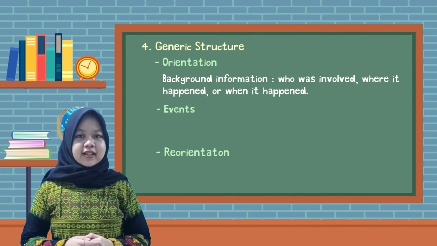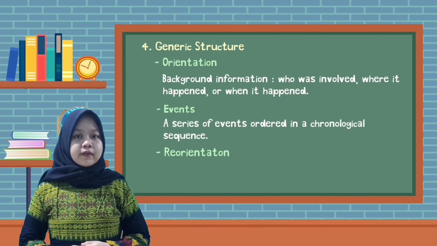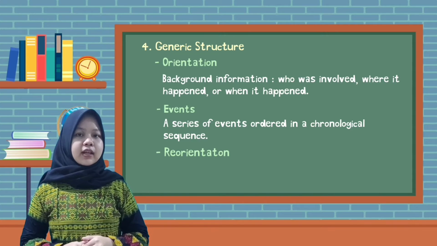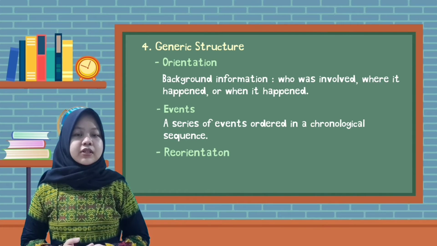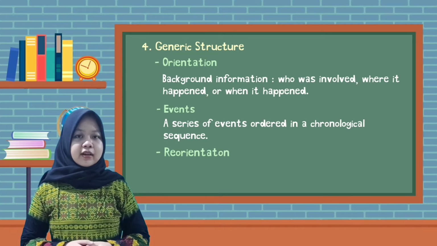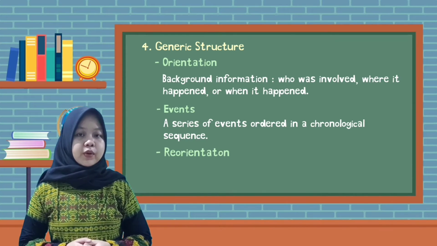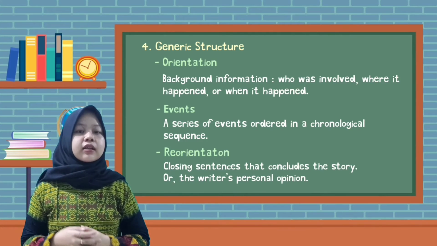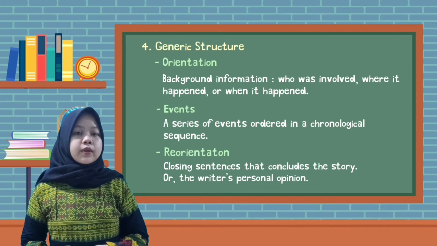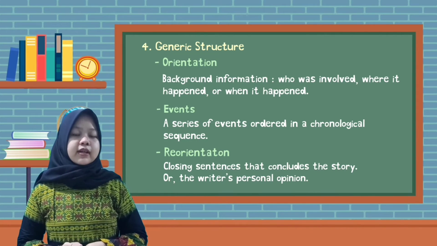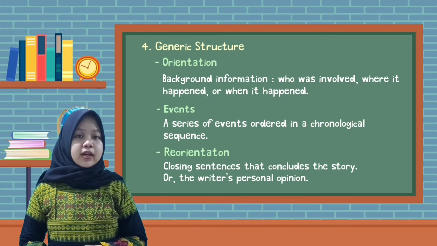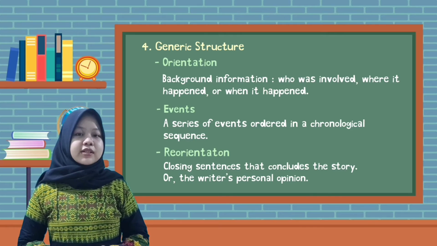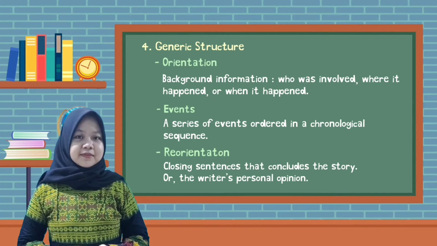The second is events. This part is a series of events ordered in a chronological sequence. Jadi di part events ini merupakan rangkaian peristiwa yang terjadi di dalam cerita. And then the last is reorientation. Reorientation contains closing sentences that conclude the story, and it can also be the writer's personal opinion about the events. Jadi guys, reorientation menyajikan rangkuman atau bisa juga kesan dari peristiwa atau kejadian yang diceritakan oleh penulis.